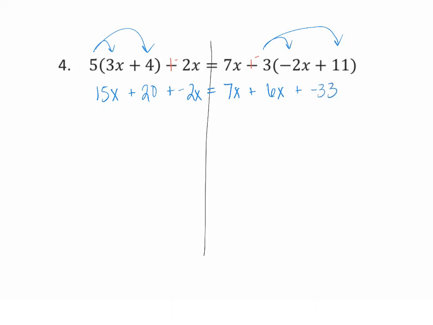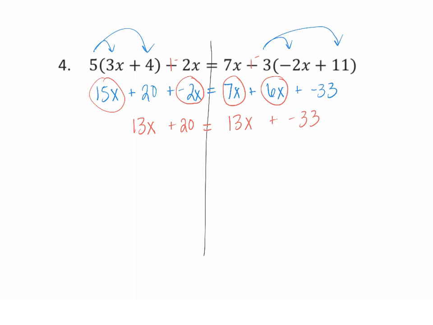Now I will combine my like terms. I have 15x's and negative 2x's over here. I have 7x's and 6x's over here. So 15, 14, 13x's are left over here. On this side, 7x's plus 6x's is 13x's. And I have plus negative 33.